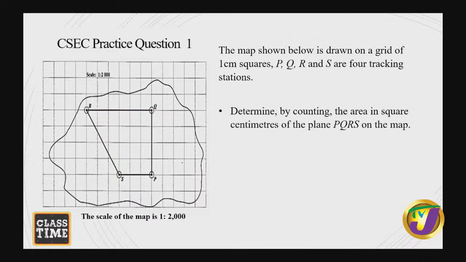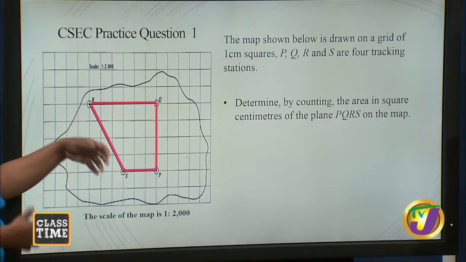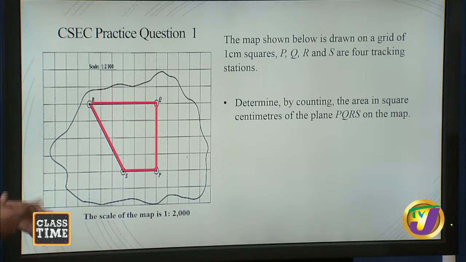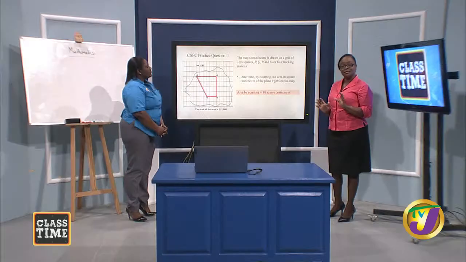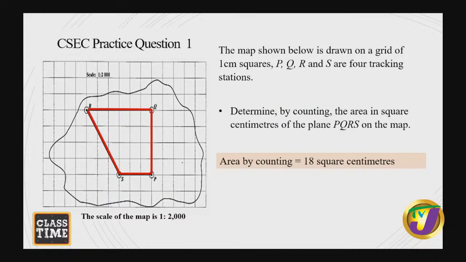Okay. The next question asks us to determine, by counting square centimeters, the area of the plane PQRS on the map. We have identified that shape there for us, and we are given instruction that we need to count the squares. We know that the area is the space enclosed inside PQRS, so we could just go ahead and count the number of squares. Persons might ask what about the half or less than half squares, but it's an estimate. Our estimated guess is that the area by counting is 18 square centimeters. That's not bad. We can say that's another mark.